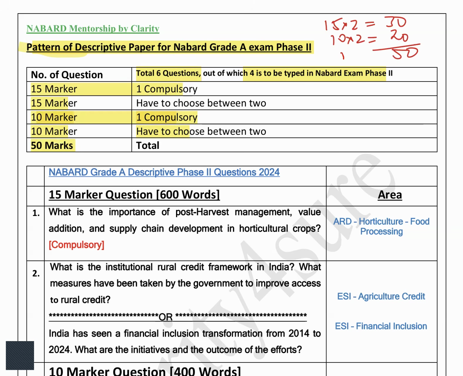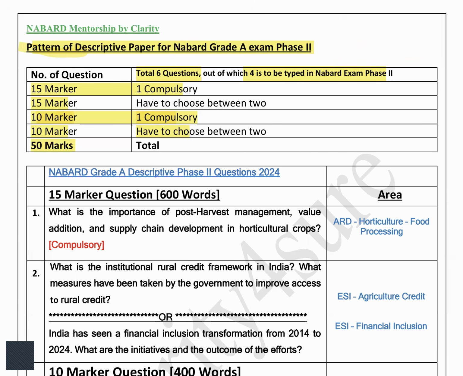You have to choose 4 questions out of 6. But compulsory question means there is no choice. You have to attempt one compulsory question from the 15 marker and one compulsory question from the 10 marker. Now let's come on to the questions that they have asked in these years.